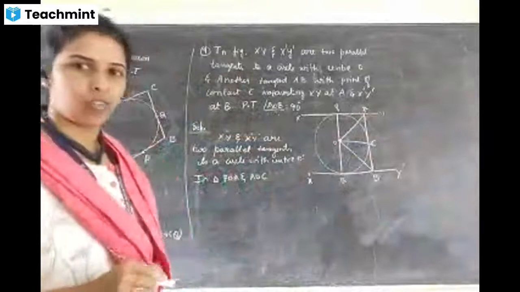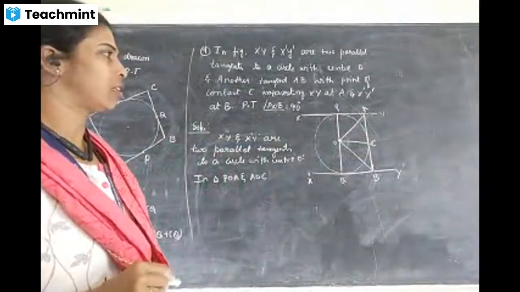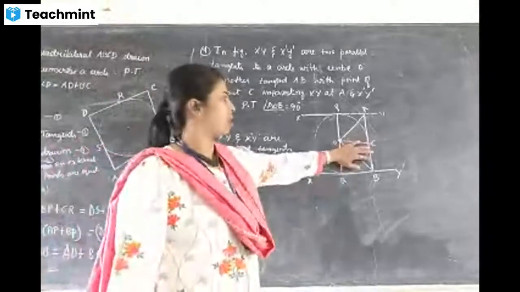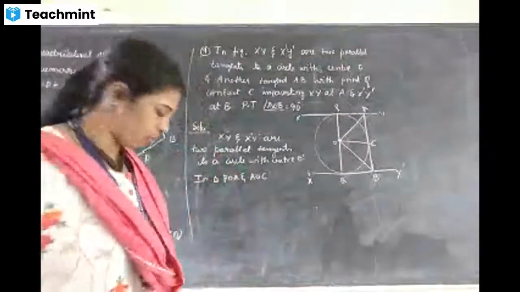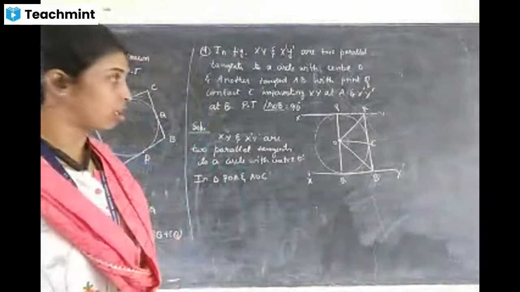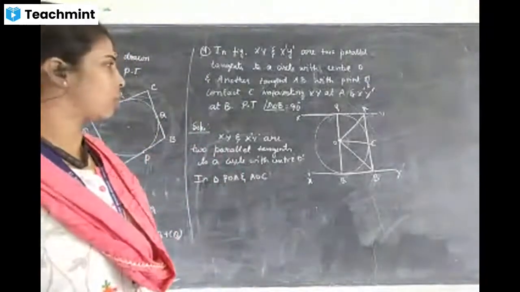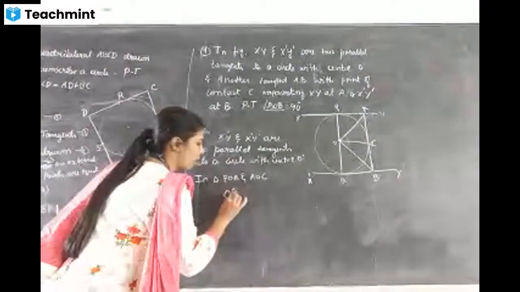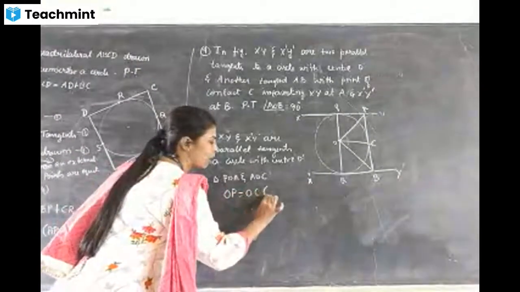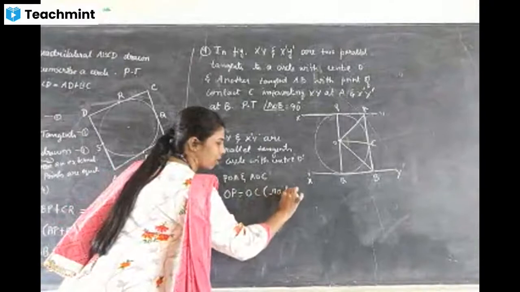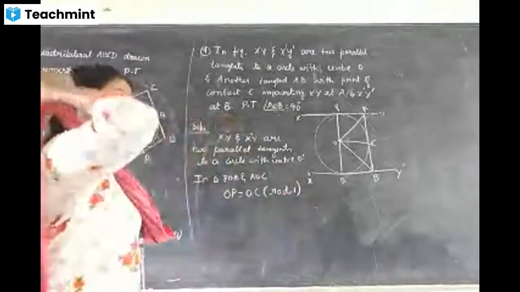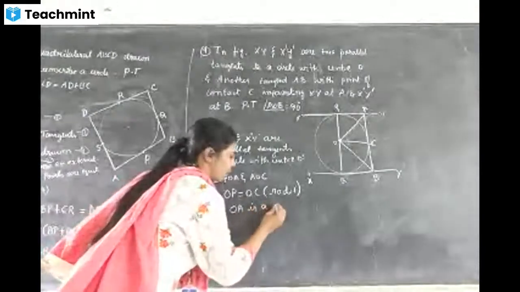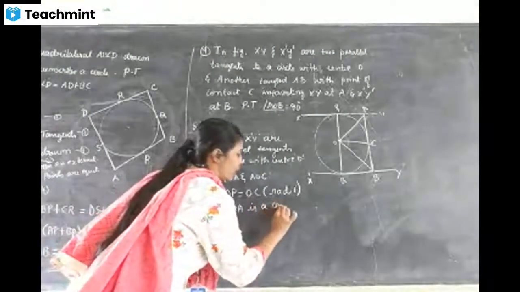Which things are equal here? Just see only the upper part. OP is equal to OC. Why? Radius. Very good. Which is a common side? OA is the common side. Good. One more I need.